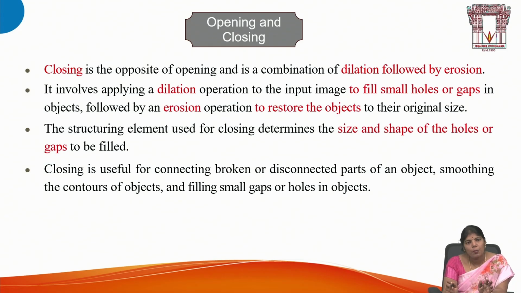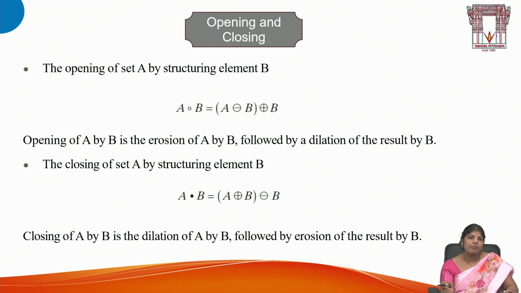So where is the closing operation used in image processing? Here we can connect broken or disconnected parts of an object. Previously, to separate two objects, you use the opening. Here, to connect the objects, you use the closing. Simply, the opposite of the opening is the closing. Both operations are useful based on the application. Based on our requirement, you can use either the opening operation or the closing operation.